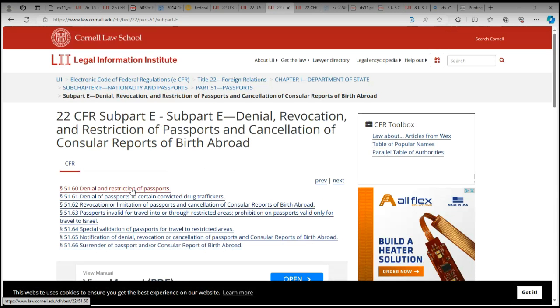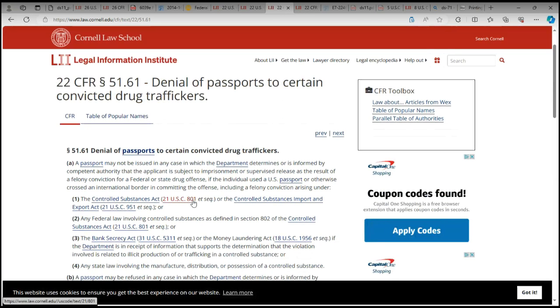We're going to go with denial and restriction. So here, the reason why people get denied passports for certain drug trafficking is because this is a commercial crime. You owe something here. Now, you might have been convicted, but if you don't have the debt anymore, if you're not paying restitution and anything else, right, they can't deny you your right to travel.